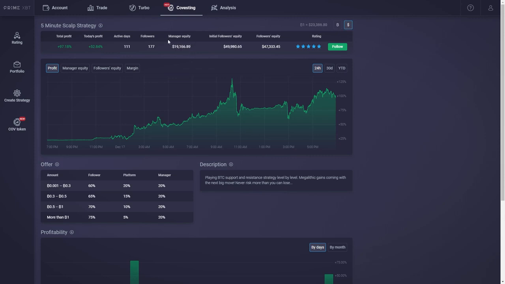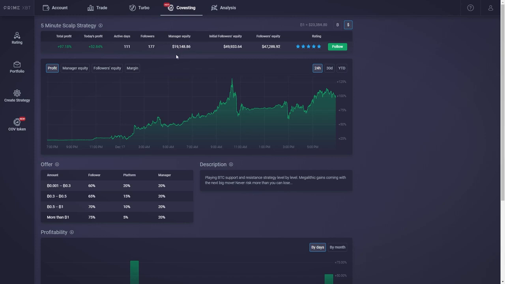So this trader is actually trading with his own 20,000 US dollars, and he is using 50,000 US dollars of the followers' funds. And of course, that means right now that, in my opinion, this is right now more of a trustworthy trader because he is using his own 20,000 US dollars.